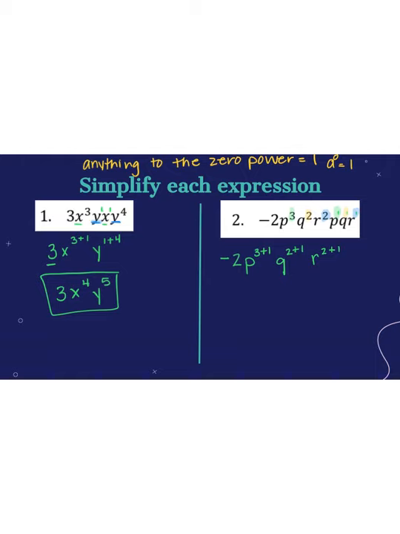Okay, now I can go back and condense that a little bit. So I have -2, p to the 3 plus 1 is 4, q to the 2 plus 1 is 3, and r to the 2 plus 1 is 3. So I have -2, p to the fourth, q to the third, r to the third.